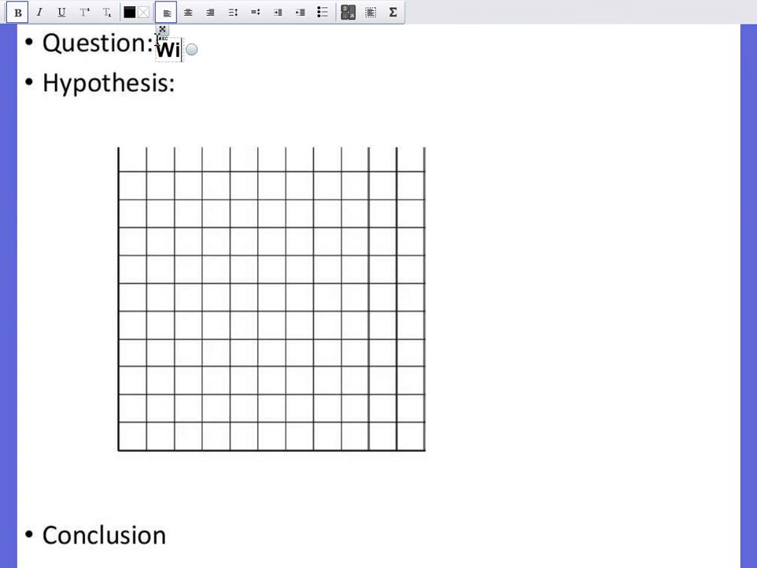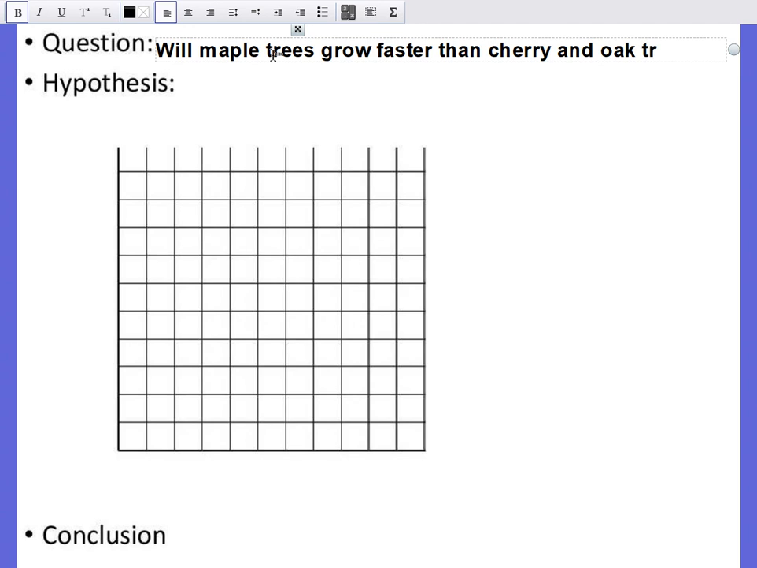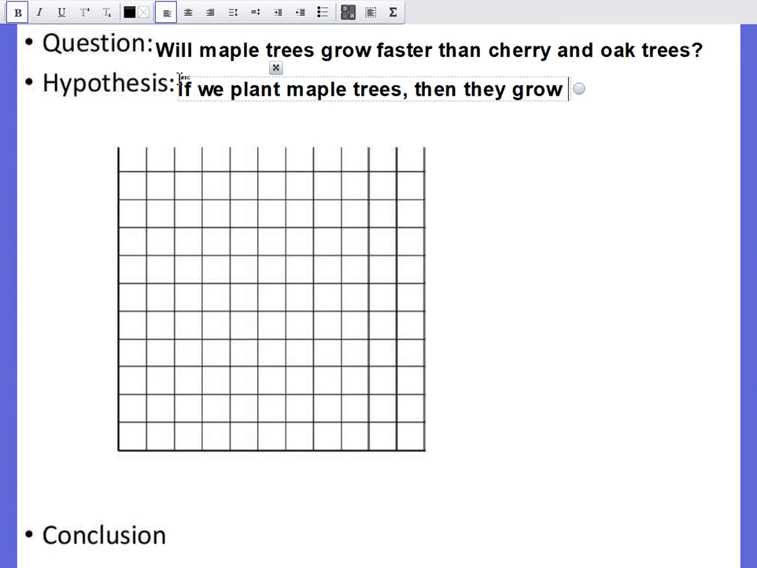First thing I'm going to do is ask my question: will maple trees grow faster than cherry and oak trees? My hypothesis would be if we plant maple trees, then they will grow faster.